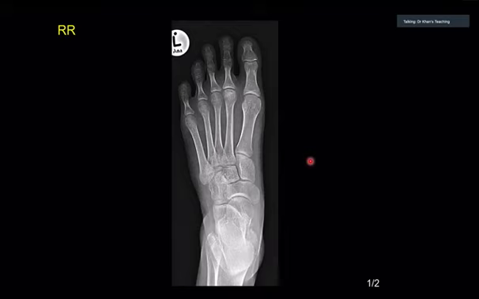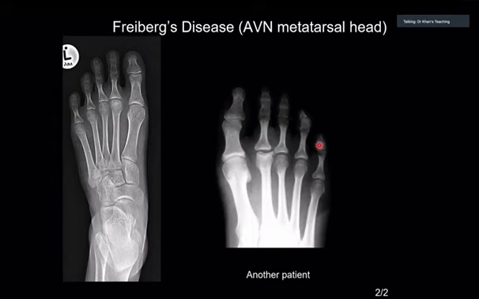Rapid reporting, normal or abnormal? 30 seconds. Abnormal, there's sclerosis of the second metatarsal head in keeping with Freiberg's disease. Excellent. So this is a classical film for rapid reporting. You can see this irregularity, a bit of sclerosis, classical location of Freiberg disease, which is avascular necrosis. Another example where there is collapse of the articular surface.